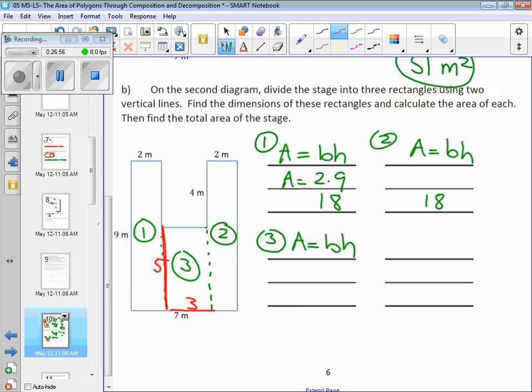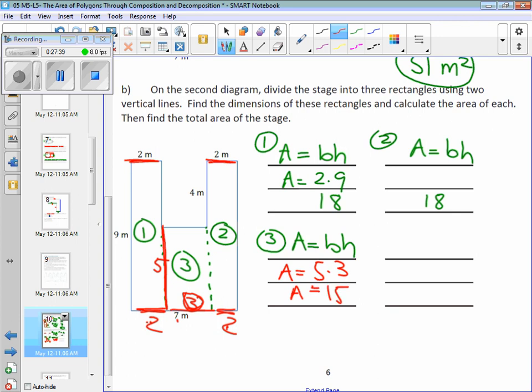The whole base is 7. Okay. Since the base is 2, opposite sides of rectangles are equal. So that's how he's getting these 2's. The whole piece is 7, so we know 2 plus the number we're trying to find has to add up to 7. And he's right. It's 3. So now we have 5 times 3. And you get 15.